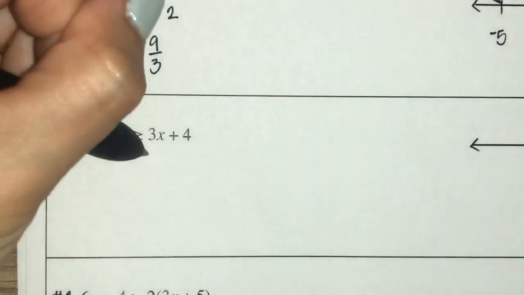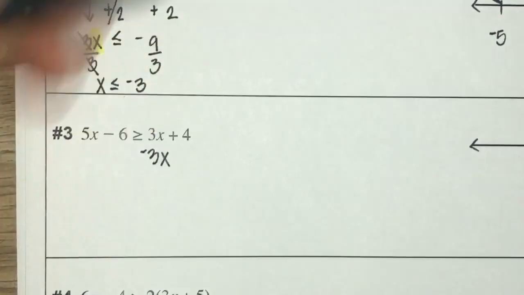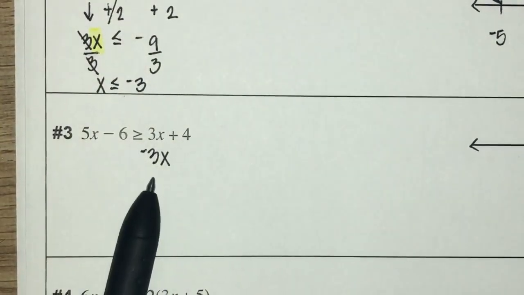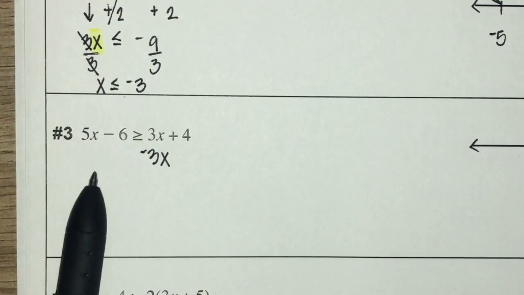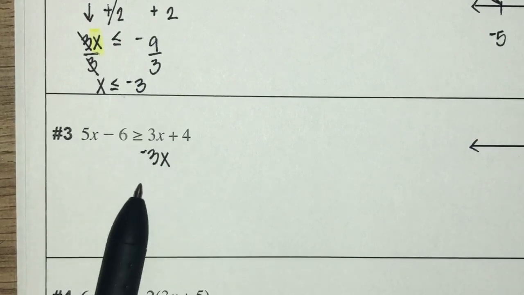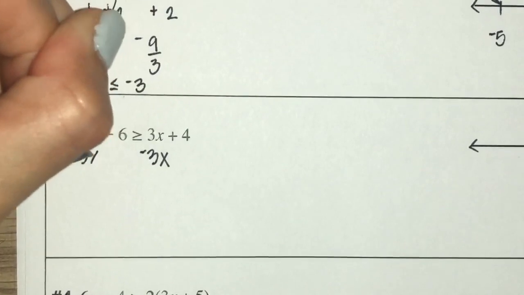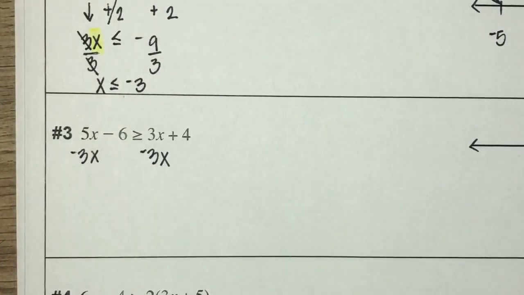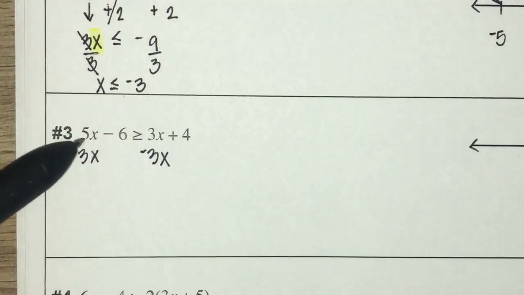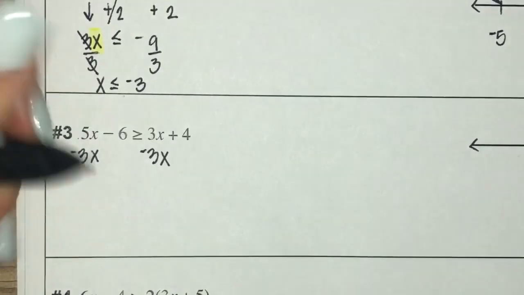So I'm going to subtract 3x from the right side, and then whatever I do to the right side of the inequality, I need to do to the other side also. So if I subtracted 3x here, I need to subtract it on the left, and I'm going to do it underneath the 5x, because those are like terms and we'll be able to combine them. So 5x minus 3x is 2x.